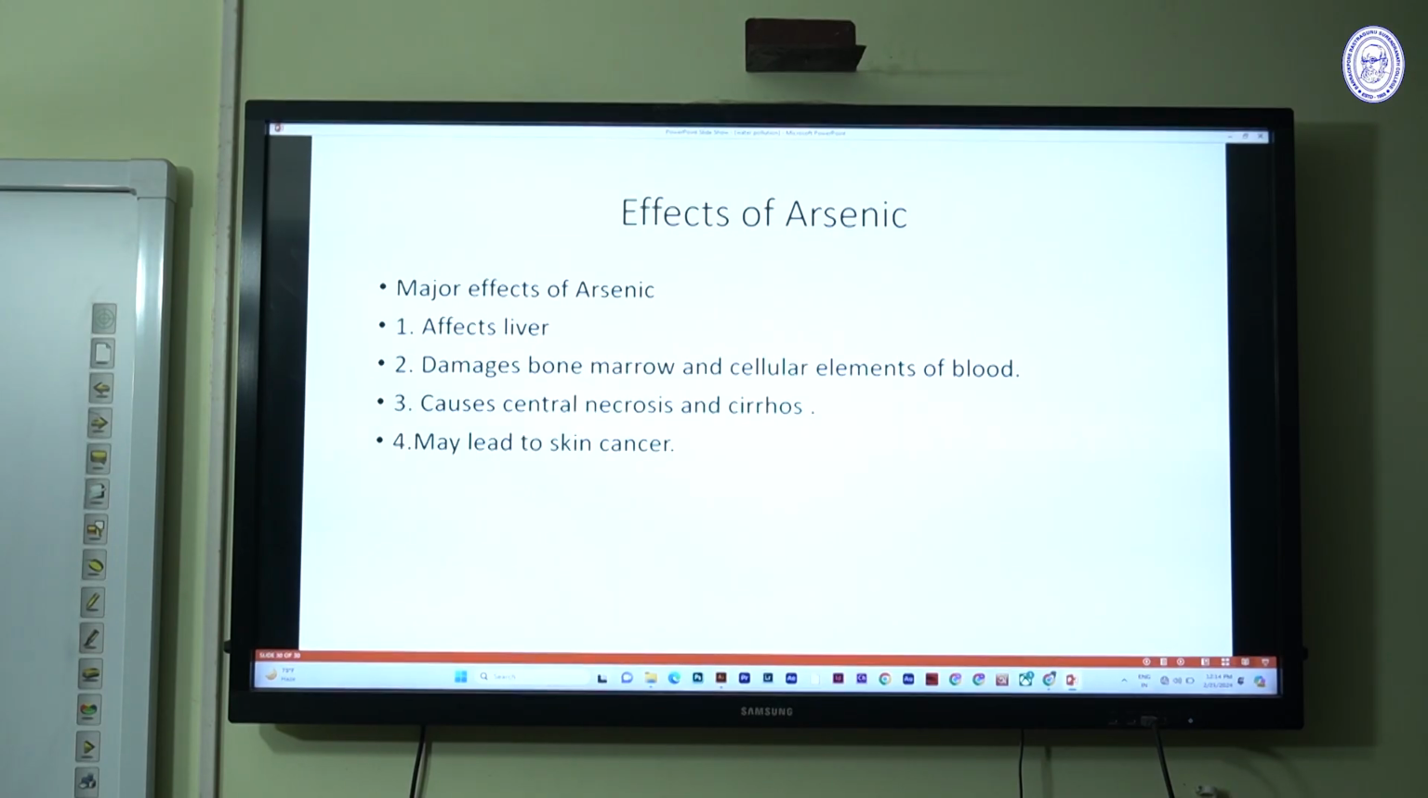It causes central necrosis and cirrhosis, and may lead to skin cancer.